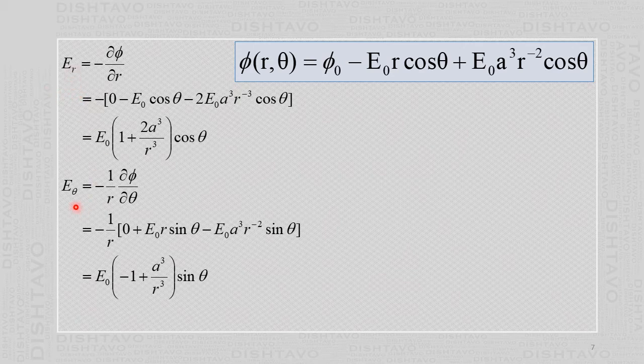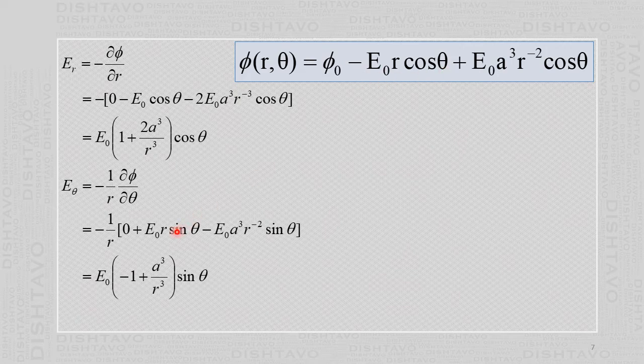Similarly, the theta component of the electric field is minus 1 by r dou phi by dou theta. So minus 1 by r, differentiate this phi with respect to theta partially. Phi naught is constant, and the derivative of a constant is 0. Then since we are differentiating partially with respect to theta, r is constant.